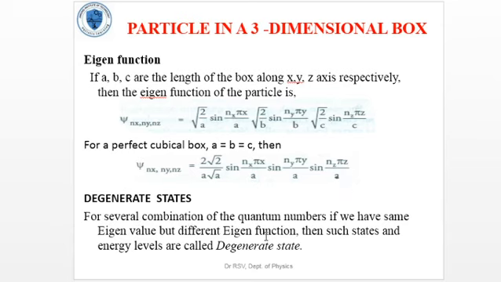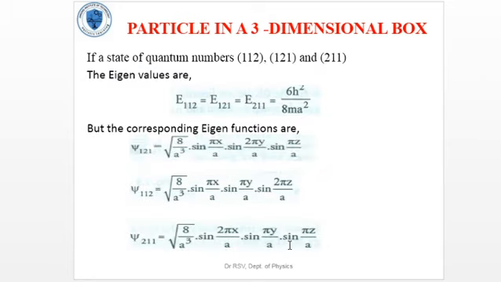Degenerate states. For several combinations of quantum numbers, if we have the same eigenvalue but different eigenfunctions, then such states and energy levels are called degenerate states. For the states with quantum numbers 112, 121, 211, the eigenvalues E112, E121, E211 are equivalent to 6h squared by 8ma squared. But the corresponding eigenfunctions are psi 121 equal to root of 8 by a cubed sin pi x by a sin 2 pi y by a sin pi z by a.